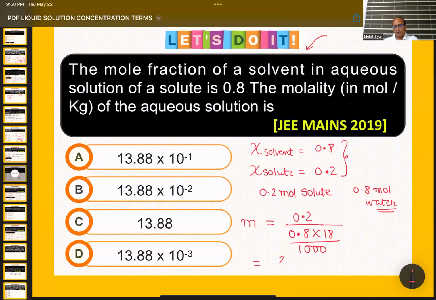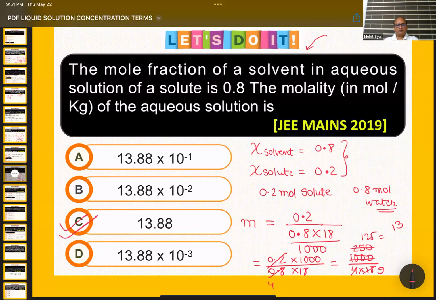So 0.2 into 1000 by 0.8 into 18. So it is going to be 1000 by 4 into 18, 250 by 18, that is 9, and 125. It is going to be 13.88. Yes.